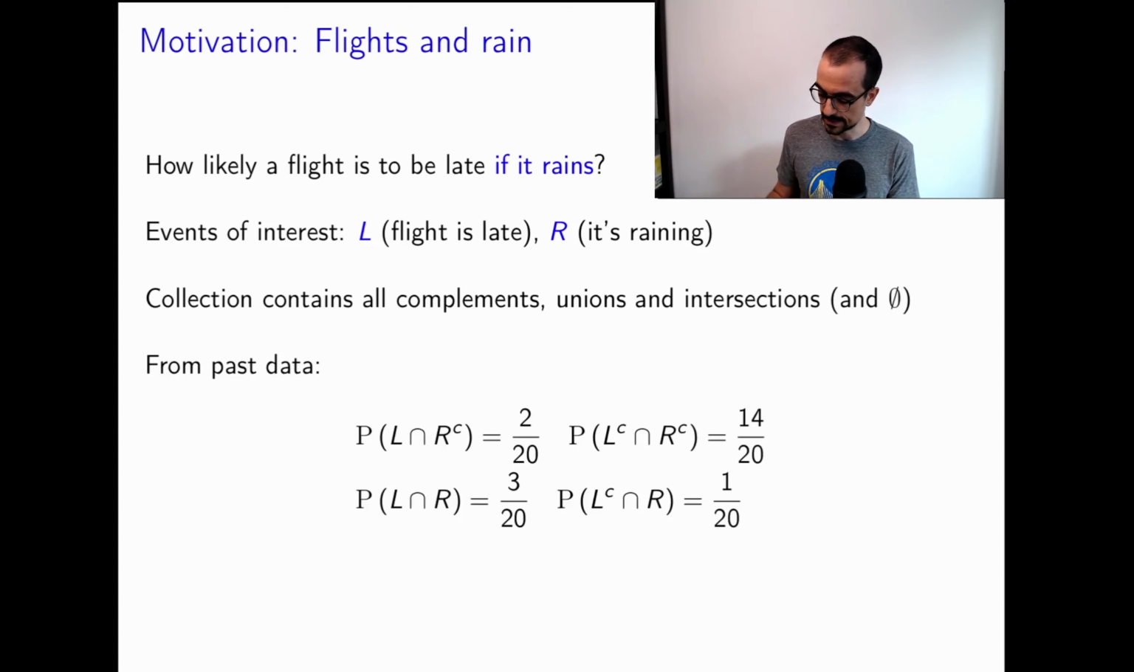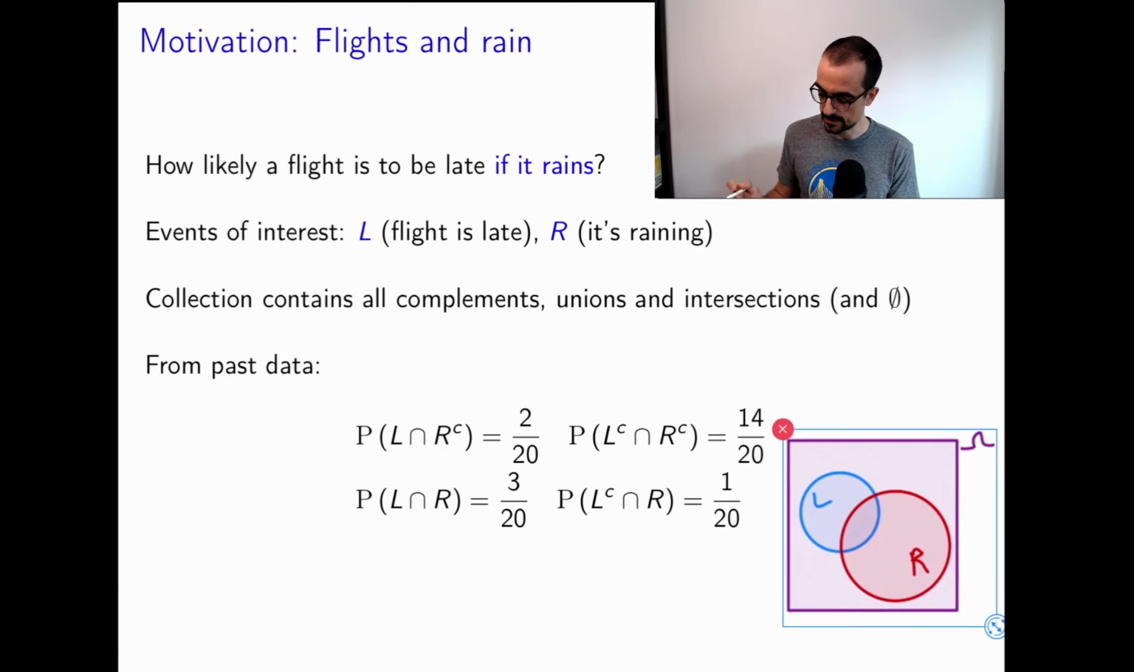Let me paste my picture here again, just to make it clear. So what we're doing is we're assigning probabilities to these small events. For example, the intersection between L and R is here. That has probability 3/20. The intersection of L and the complement of R, which is this, has probability 2/20.